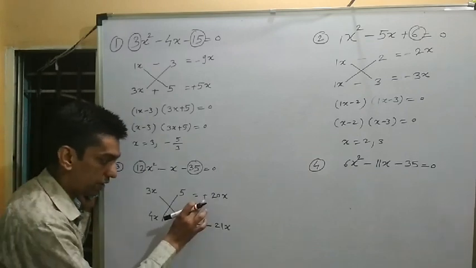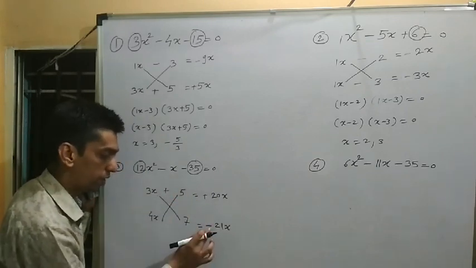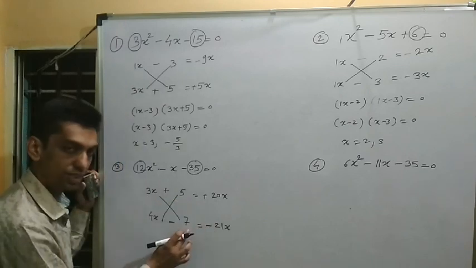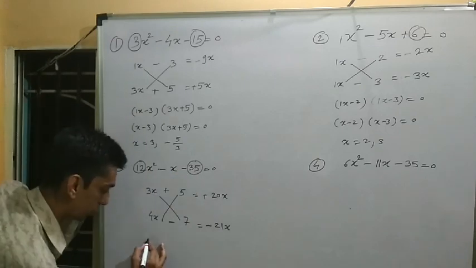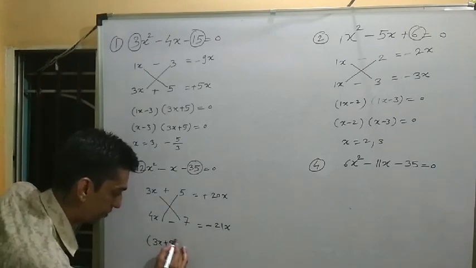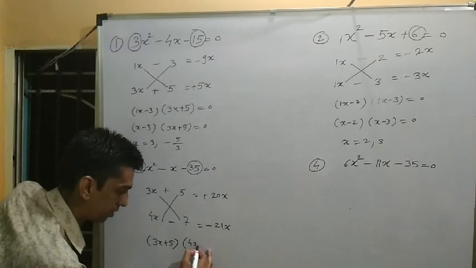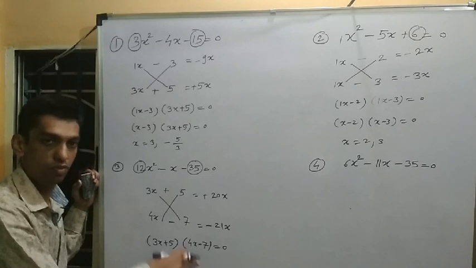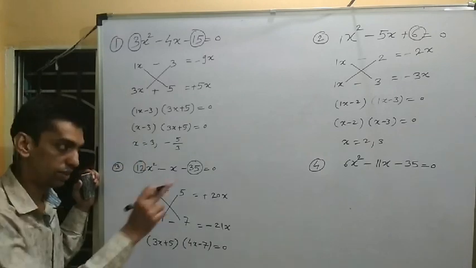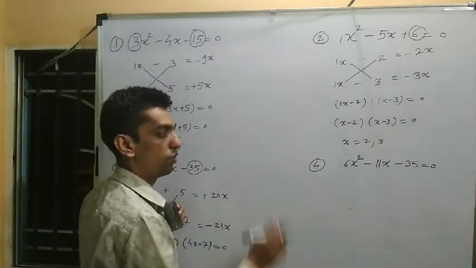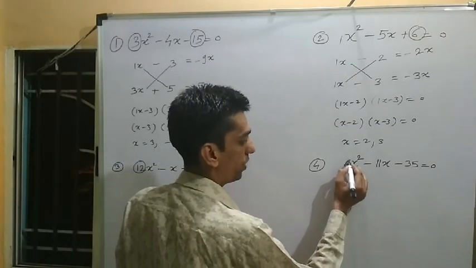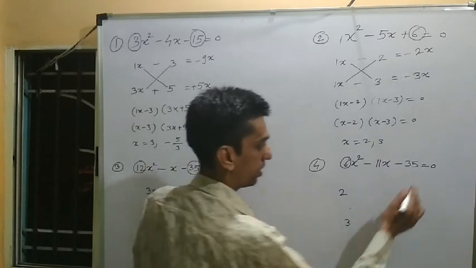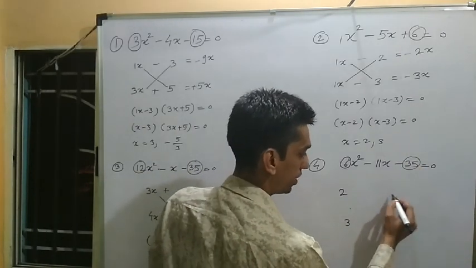So the same sign should be given here, and the same sign should be given here also. So 3x plus 5 and 4x minus 7 are the factors of this equation. So 3x plus 5 into 4x minus 7 is equal to 0. After solving this equation, we will get the values of x. Similarly, for the last example, take the coefficient of x square, that is 6. Find out its factors: 2 3s are 6. Here also 35, so find out its factors.